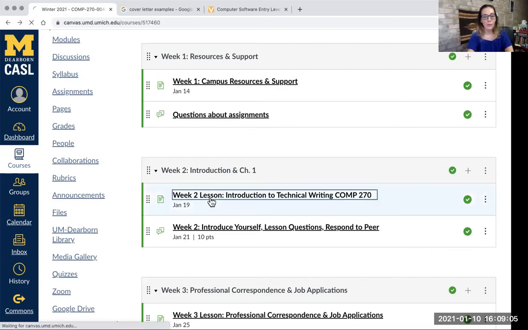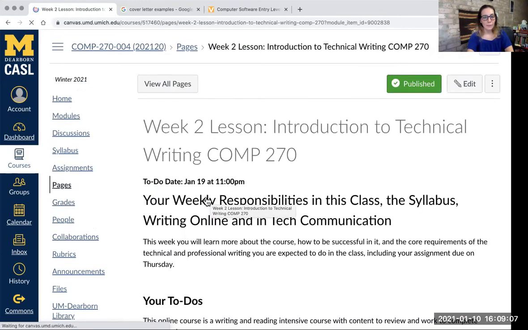When we go into the week 2 lesson, there's a to-do date of January 19th at 11 p.m. You're not actually submitting anything by this date. What I'm doing here is helping you get into a routine, helping you commit to time management so that you are not waiting, because life gets in the way, until 11 p.m. Thursday night to start thinking about what you're going to do for this class's assignment that week.